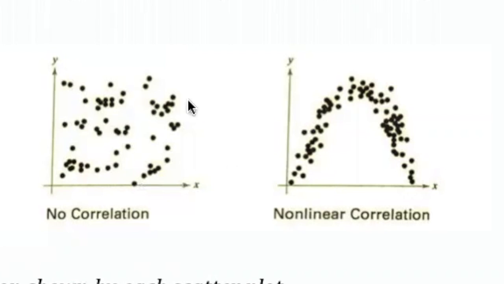Now, sometimes when we graph things, we'll find it looks random, like just a bunch of bugs on your windshield. That's no correlation. There does not seem to be any direct relationship that we can observe. It's also possible for data to take on nonlinear shapes, which we'll get to later. But just so you know, you can see things that don't look like lines.